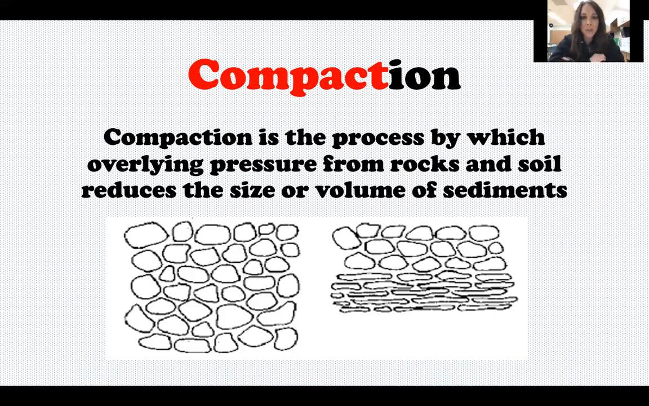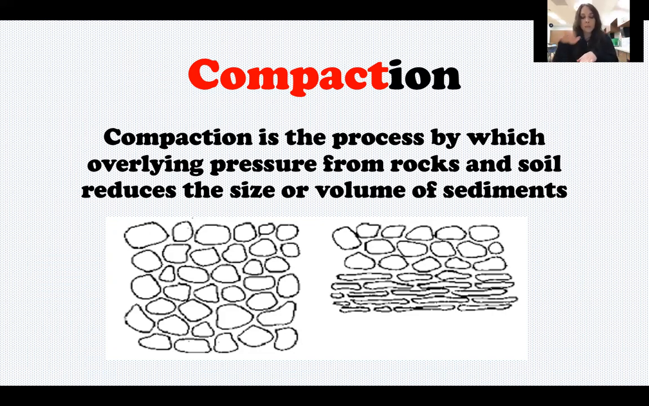Okay, so compaction is the process by which overlying pressure from rocks and soil reduces the size or volume of sediments. So what happens is, when I have sediment being deposited in the same spot over and over again for many, many years, because remember, this is a slow change. Sedimentary rock formation is not something that happens overnight or even over a couple of years. These processes take thousands or maybe even millions of years, depending on what type of sedimentary rock is being formed.